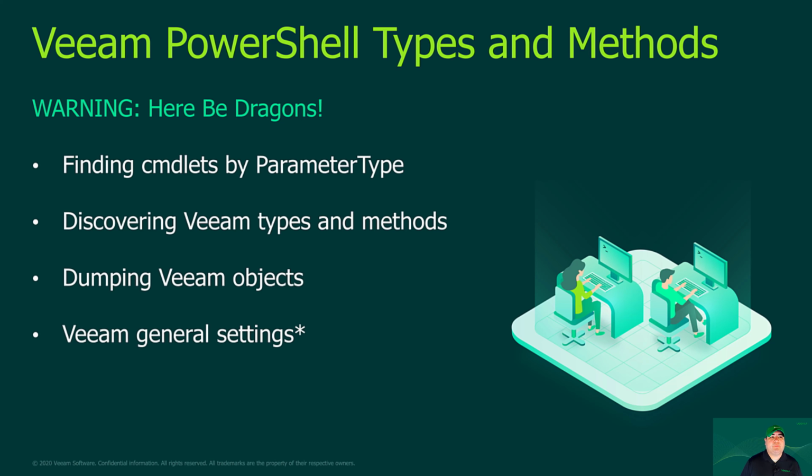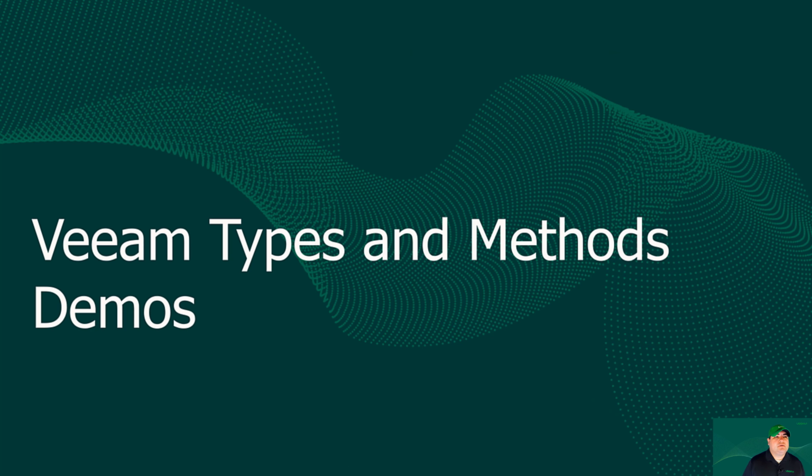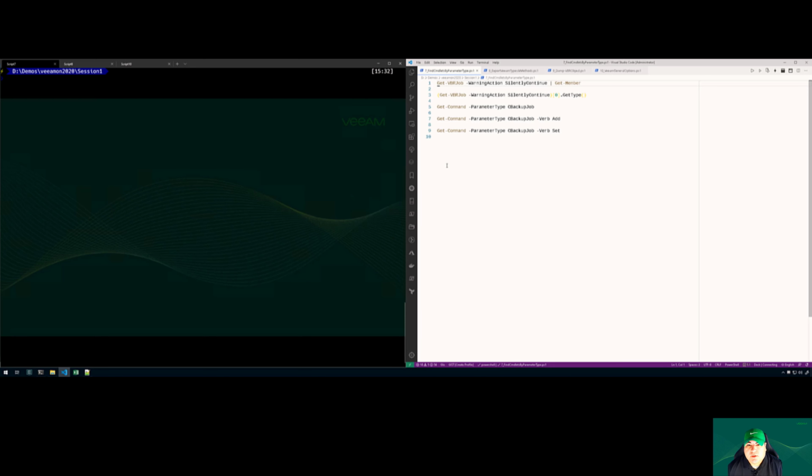This is just a PowerShell basic to understand how to link things together in the pipeline. We're going to actually show how to discover the Veeam types and methods and how you can quickly dump those out to a CSV file. We have a separate script for dumping the Veeam objects themselves to understand what methods and properties are available on those. And then we're going to show a quick demo on Veeam general settings, mostly because these are not actually covered by the native PowerShell commandlets, but they're actually within VeeamON. So let's go ahead and get started with these demos.